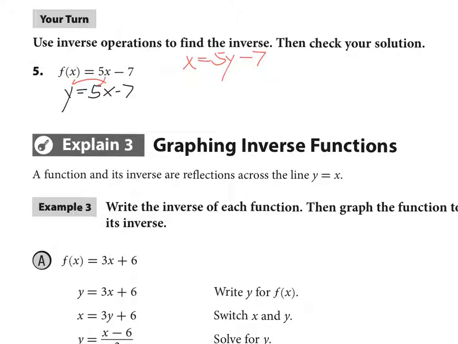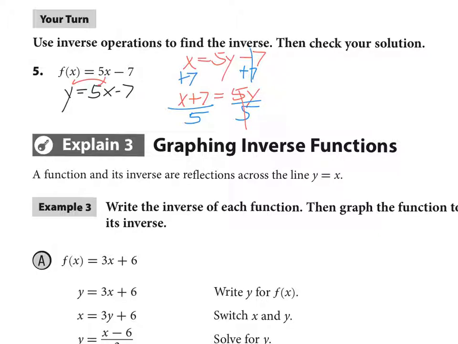Now I want to solve for y. So how do I solve for y? I add 7 to both sides, so it's basically just solving an equation. So now I get x plus 7 equals 5 times y. Then I divide everything by 5.